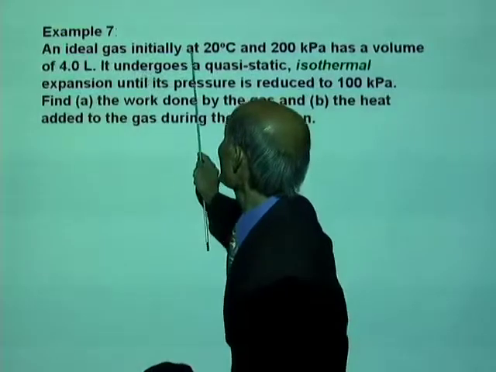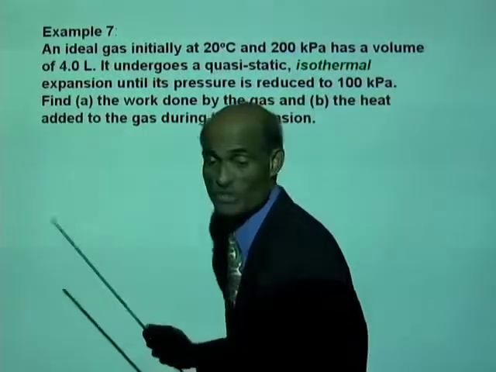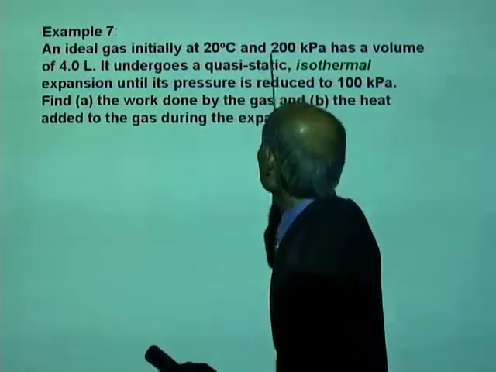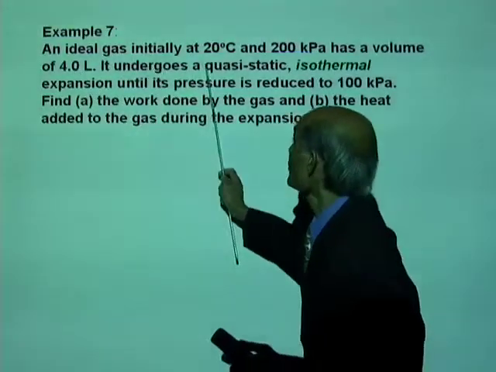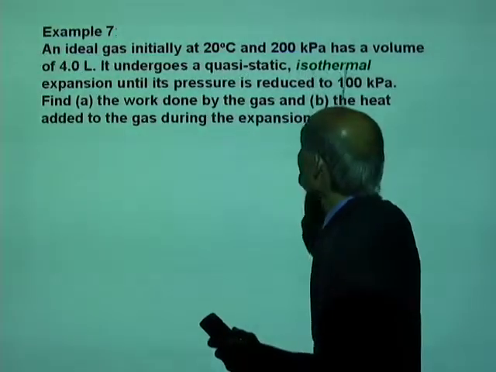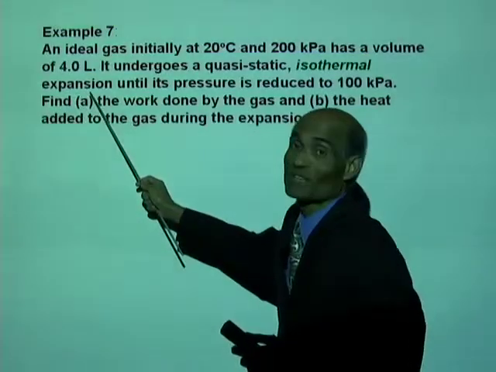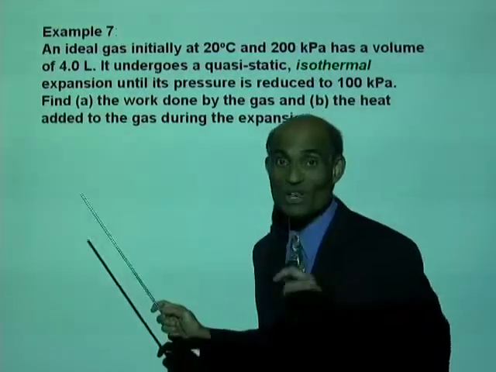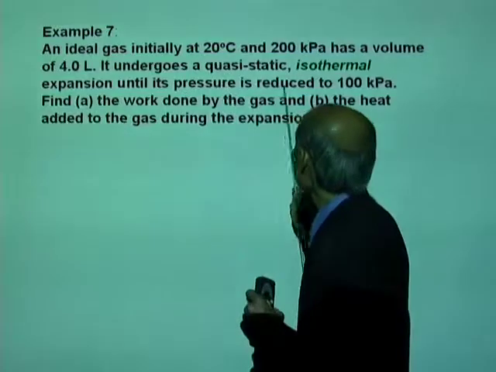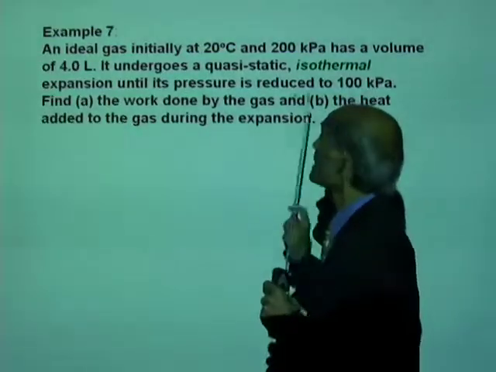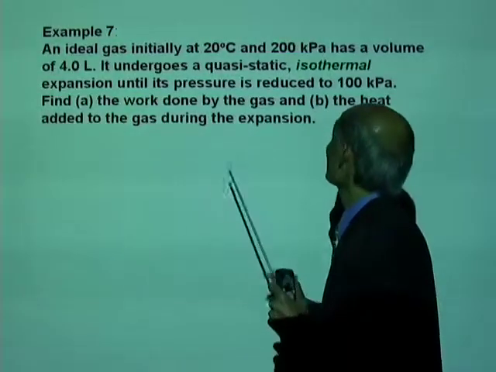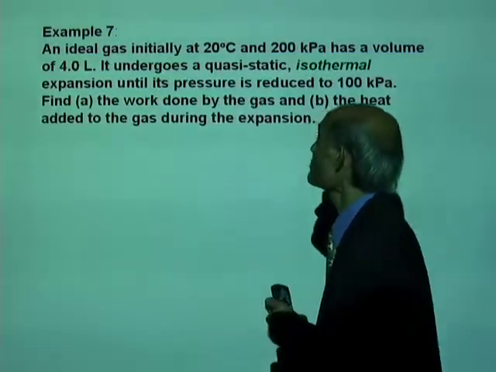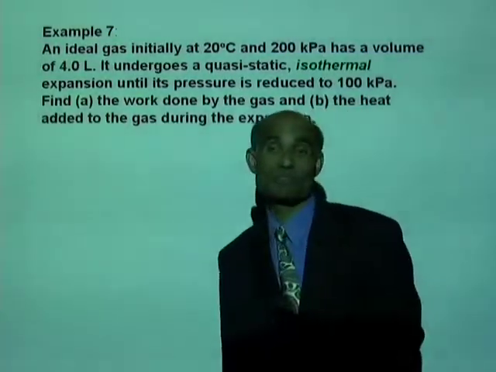So an ideal gas initially at 20 degrees Celsius and 200 kilopascals has a volume of 4 liters. It undergoes an isothermal expansion. That means the temperature remains a constant until its pressure is reduced to 100 kilopascals. Find the work done by the gas and the heat added to the gas during the expansion.